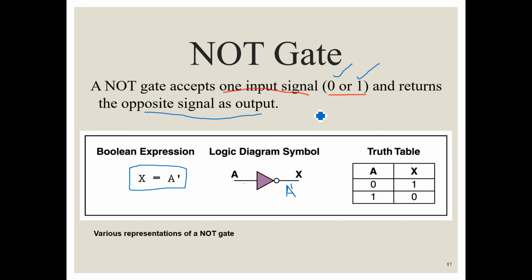You can see it will have all the combinations. The number of possibilities for one input signal will be only 2. You can give either 1 or 0 as an input to this particular gate.